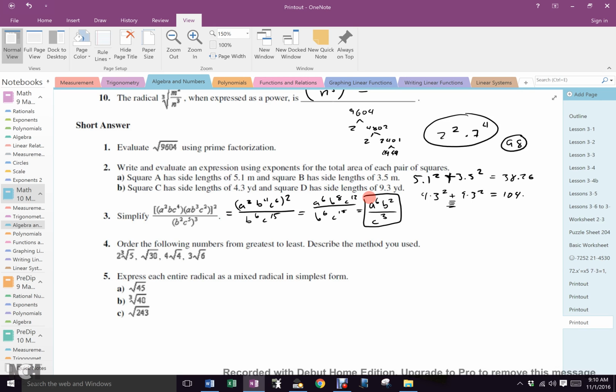Even if you get some of it right, you can have a half mark. Order from least to greatest. More than one method, right? How many people punched all that into their calculator? Is that okay? Yeah. So you describe your method. I punched them all into my calculator and used the irrational numbers that way, right?